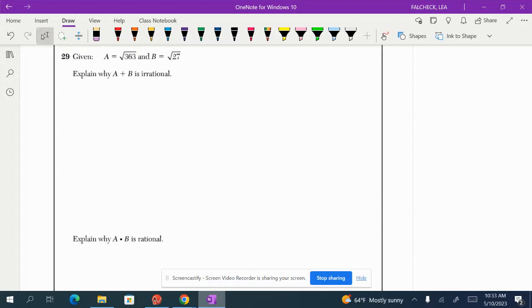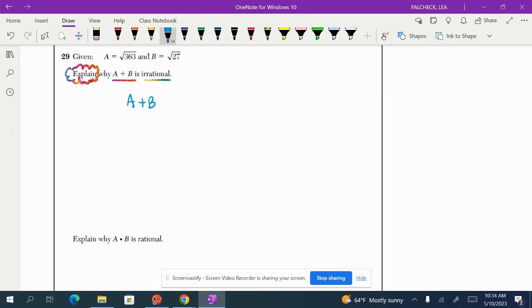Number 29. Given that A is equal to the square root of 363 and B is equal to the square root of 27, explain, so that means I'm going to have to write out some words, why A plus B is irrational. So if they're telling me that A plus B is irrational, let's go ahead and look at what that number is going to look like, right?